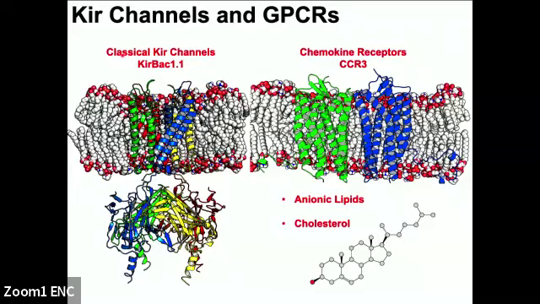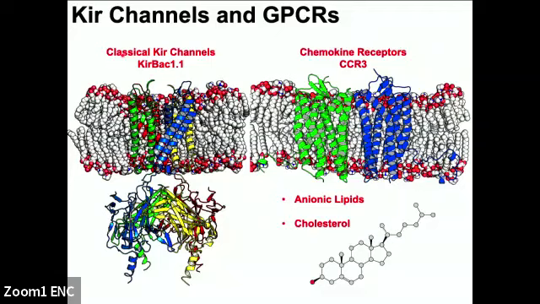Then next, I'm going to tell you a little bit about our work on CCR3. This is a chemokine receptor, so it's involved in our immune response. It also has a relationship with anionic lipids, but we're going to focus on how cholesterol primes it for activation by its native chemokines.